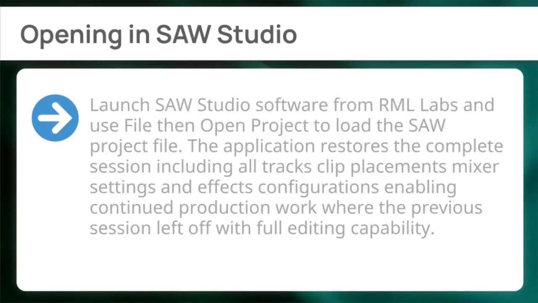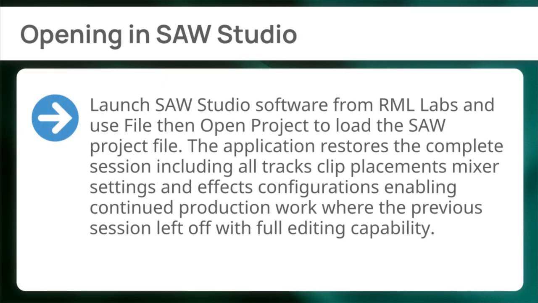First, opening in SAW Studio. Launch SAW Studio software from RML Labs and use File then Open Project to load the SAW project file. The application restores the complete session, including all tracks, clip placements, mixer settings, and effects configurations, enabling continued production work where the previous session left off with full editing capability.